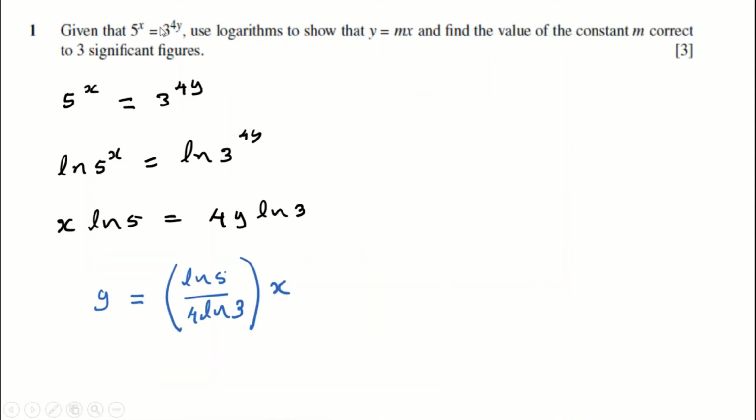We've got to write the equation 5 to the power x equals 3 to the power 4y in the form y equals mx. So what we can do is use logarithms. Take the logarithm on either side of the equation: ln 5 to the power x is equal to ln 3 to the power 4y. The x and the 4y can be taken to the front. So x ln 5 is equal to 4y ln 3. Then we can make y the subject: y equals ln 5 divided by 4 ln 3, times x. This is actually m. So this is the format they wanted us to show.